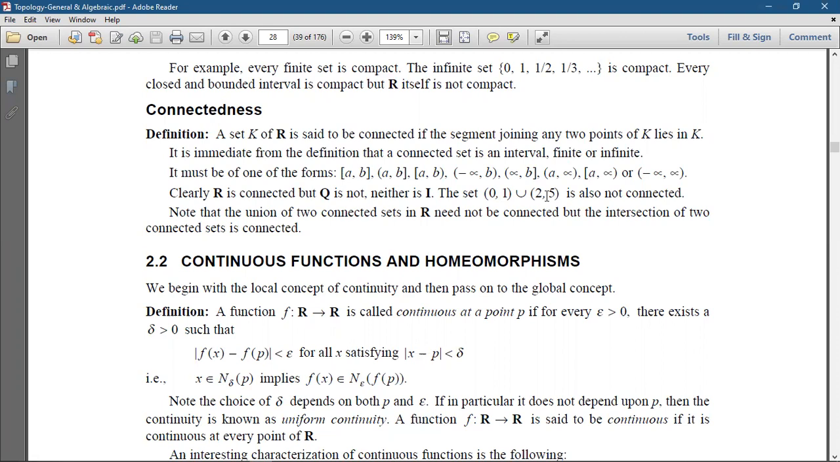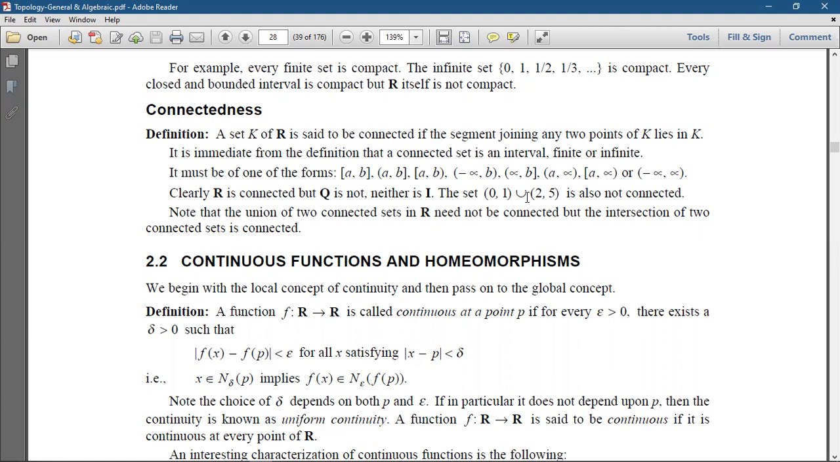Note that the union of two connected sets in R need not be connected, but the intersection of two connected sets is connected. That means the union of any two connected sets in R need not be connected, but the intersection of any two connected sets is connected, which we will see in the above example.